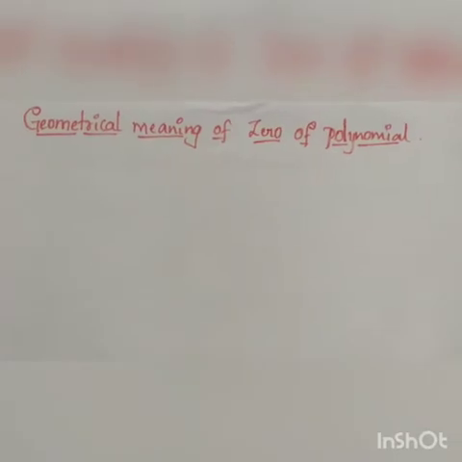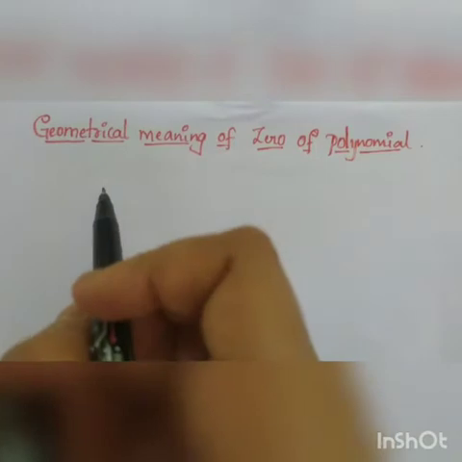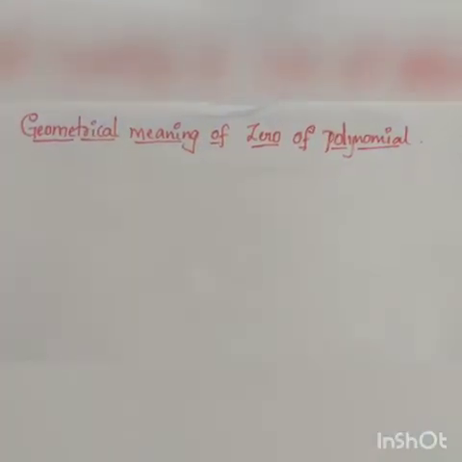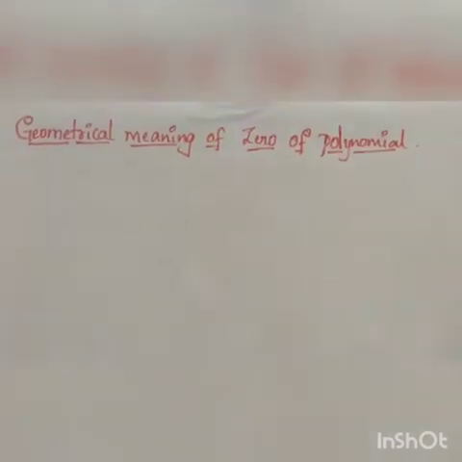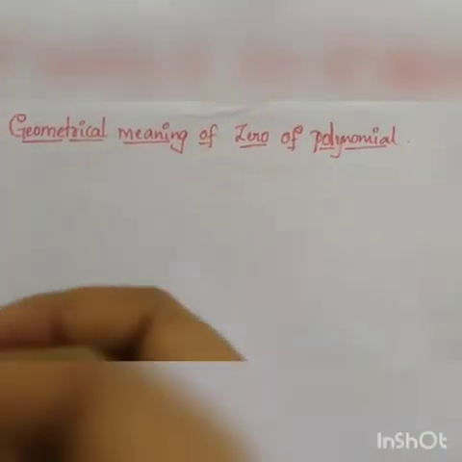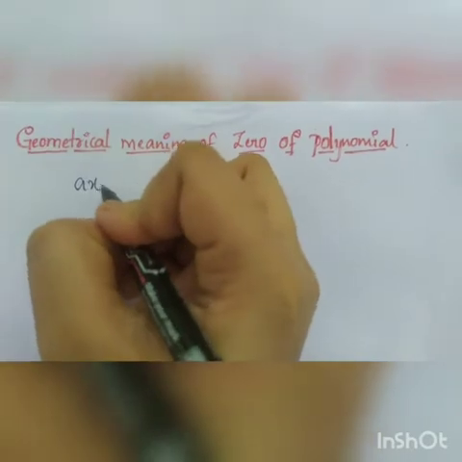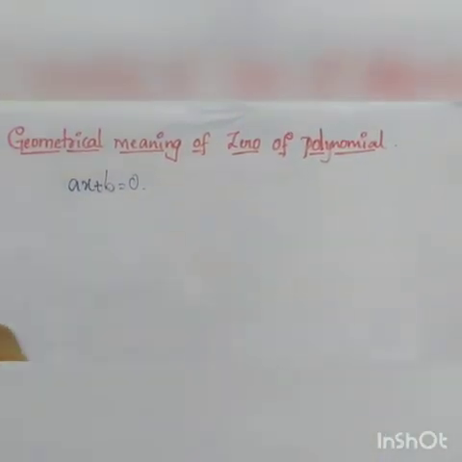Hello students, under the polynomial chapter we have discussed in the previous class the geometrical meaning of the zero of a polynomial. We have only studied the geometrical meaning of the zero when it is a linear polynomial, that is, when ax plus b is equal to 0.